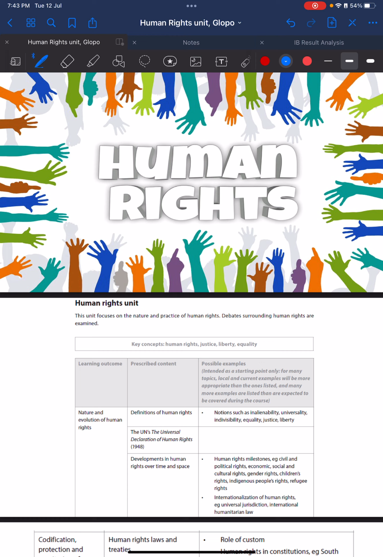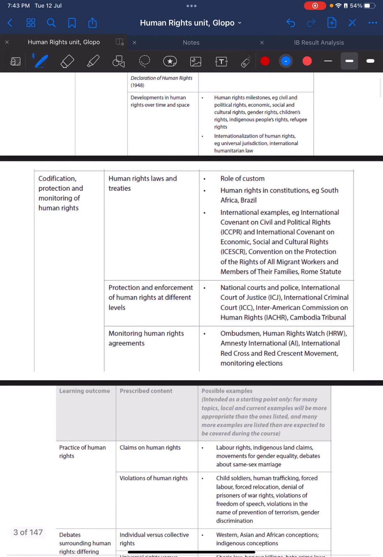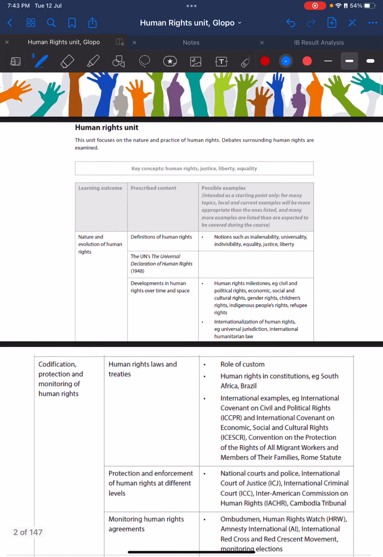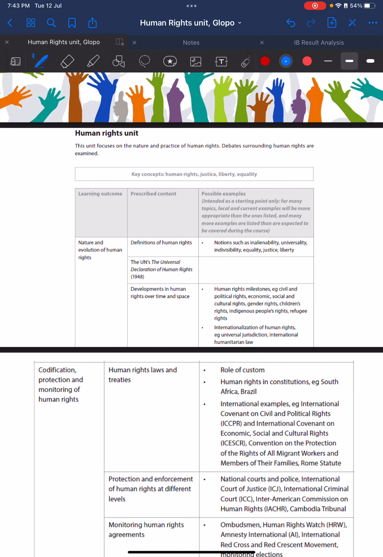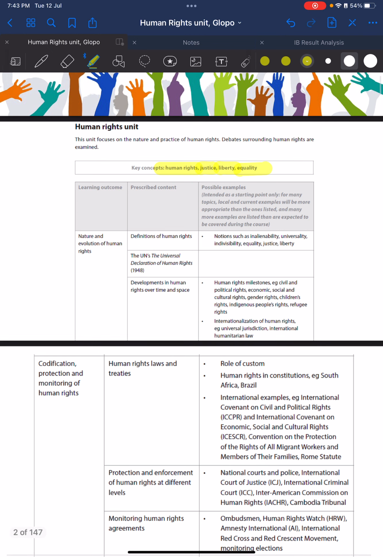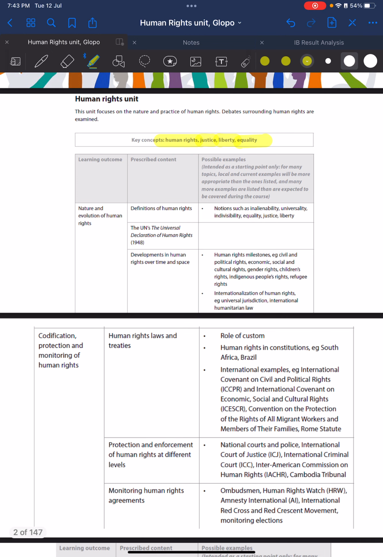This is what the IB is recommending to you in terms of these 3 pages. These are the prescribed content. If you see, there are the 4 key concepts: human rights itself, justice, liberty and equality, right? The first chapter says nature and evolution of human rights.